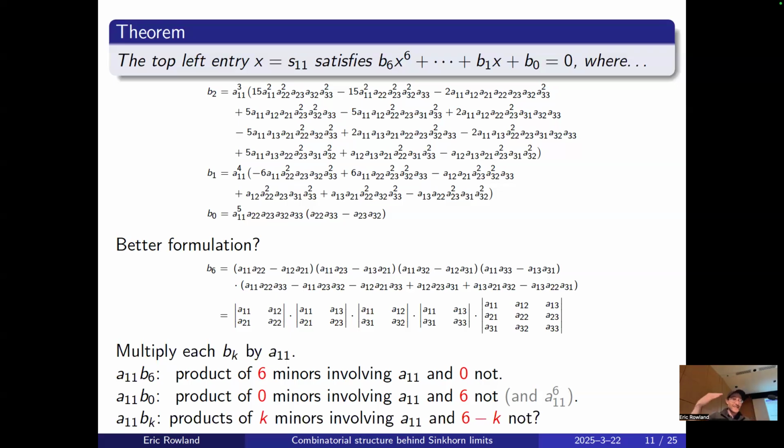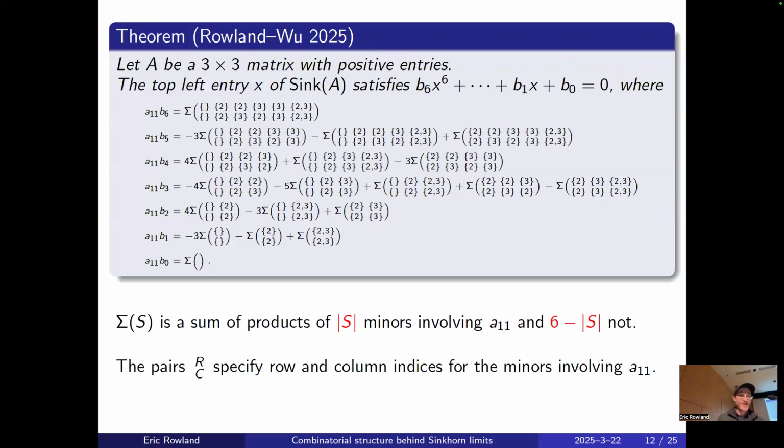So the guess is that the intermediate coefficients somehow involve products of k minors that involve A11 and 6 minus k that don't. And now there's not just one of these products. For B0 and B6, there was just one product, but now there are many of these products. So what do we do? Maybe we take a linear combination of them. So that was the guess, and amazingly, this turned out to work. There's some notation here that's not fully defined. I'm going to define it on the next slide. But this is the compressed version of that degree 6 polynomial, having introduced some notation that we haven't defined yet.